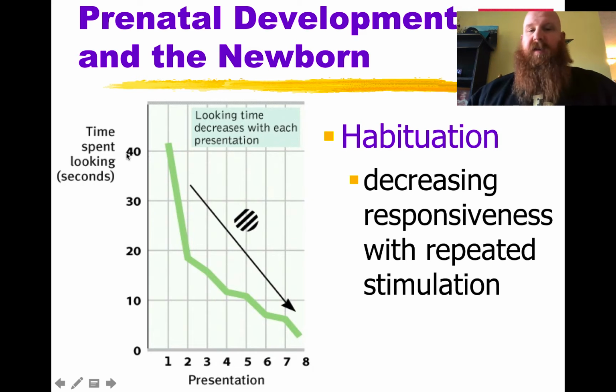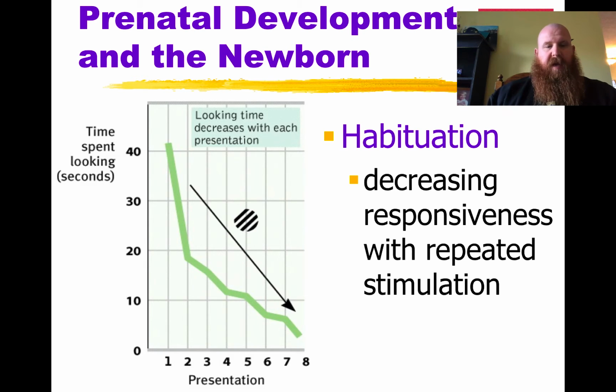Every time you present something to a newborn or a very young infant, generally speaking, look time decreases with each presentation. You give them a shape to look at, and the first time they'll look at it for 40 seconds. The second time, they spend over half that time. The third time, it drops even more. Fourth time, drops. Eighth time, they hardly spend any time looking at it. They have become habituated to seeing that stimulation. And that's essentially what that is.